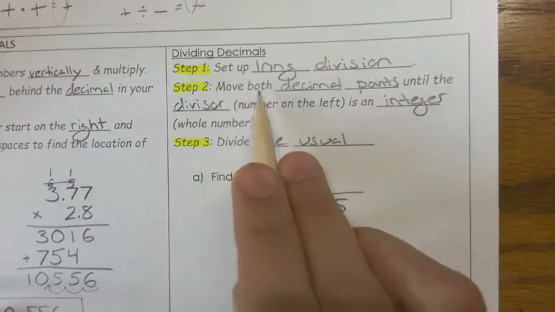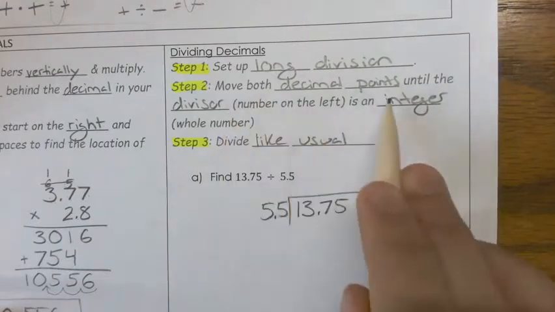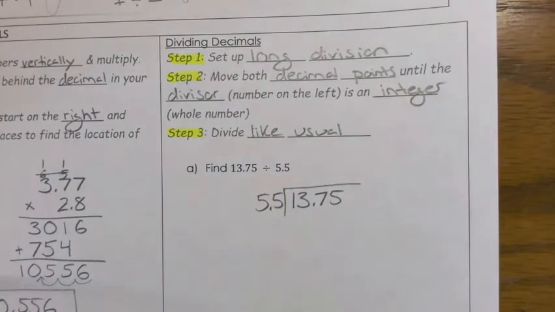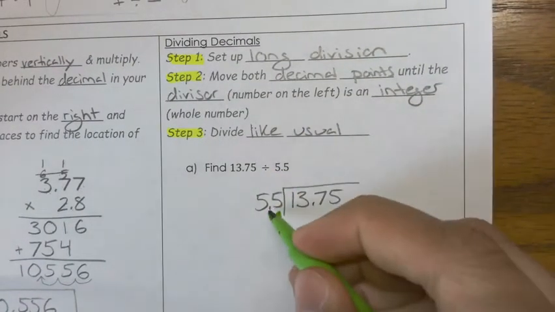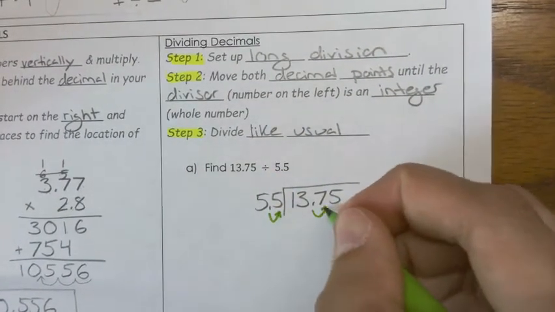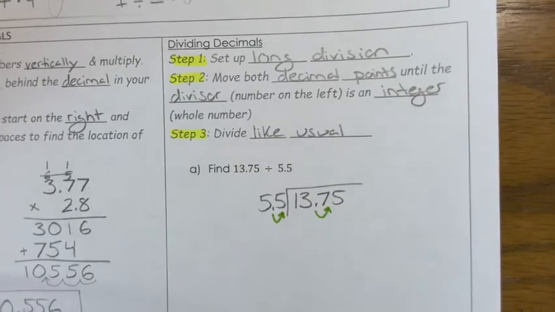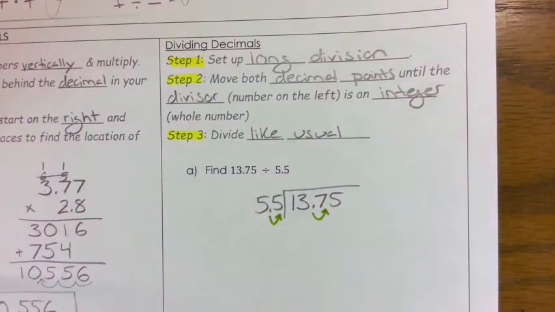So the second step, move both decimal points until the divisor is an integer. I'm going to use a different color for this. So we want to move that decimal point over. If we move this one over 1, we have to move this one over 1 as well. It's kind of like multiplying a fraction by 10, right? If you multiply the numerator and the denominator by 10, you're not changing the value.